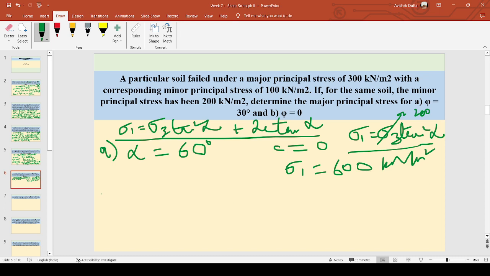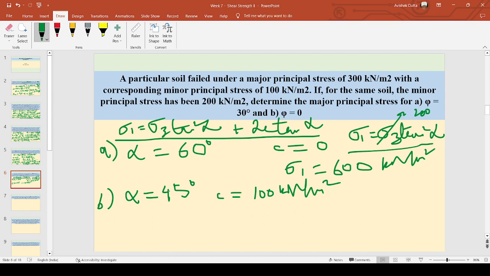In the second case, in part B, phi equals 0. So alpha equals 45 degree. In this equation, sigma 1 equals sigma 3 tan square alpha plus 2c tan alpha. Sigma 1 is 300, sigma 3 is 100. Alpha equals 45 degree. We can find out the value of c. C here, after rearranging and placing them, is equal to 100 kilonewton per meter square.